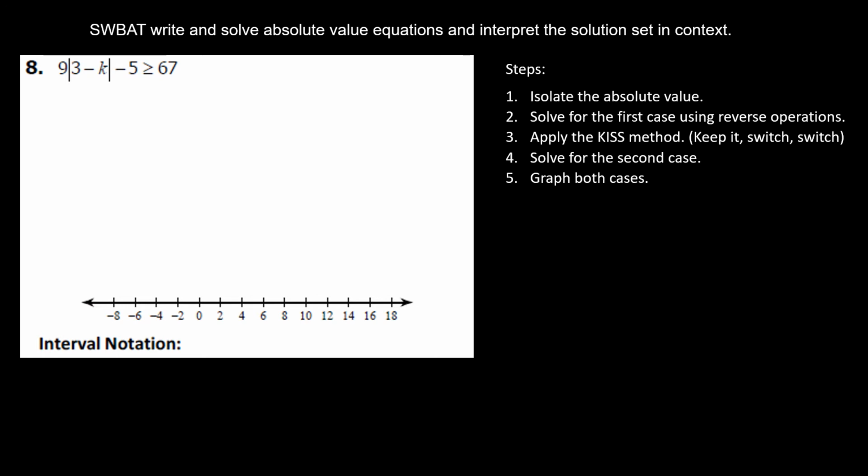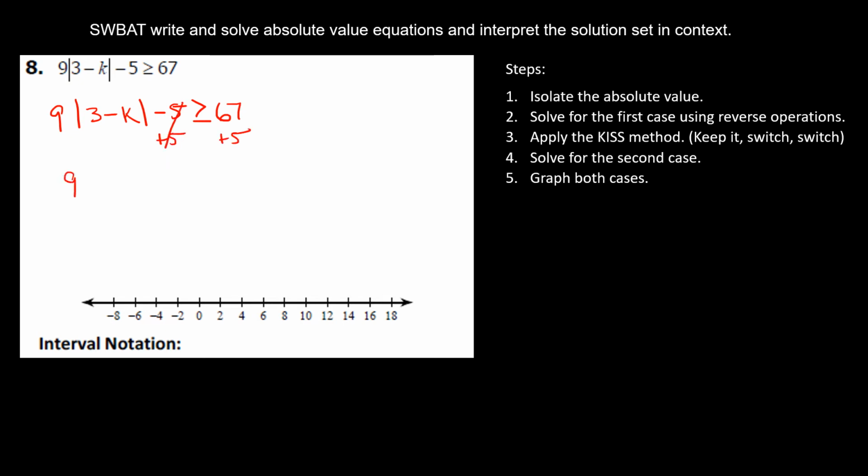All right, let's go ahead and do one more problem. Oh, wow. Okay, this one has a lot more work for us to do. So let's go ahead and get this started here. We have 9 absolute value of 3 minus k minus 5 is greater than or equal to 67. So the first thing we want to do is isolate. This is important. So to isolate, I'm going to add 5 to both sides first.